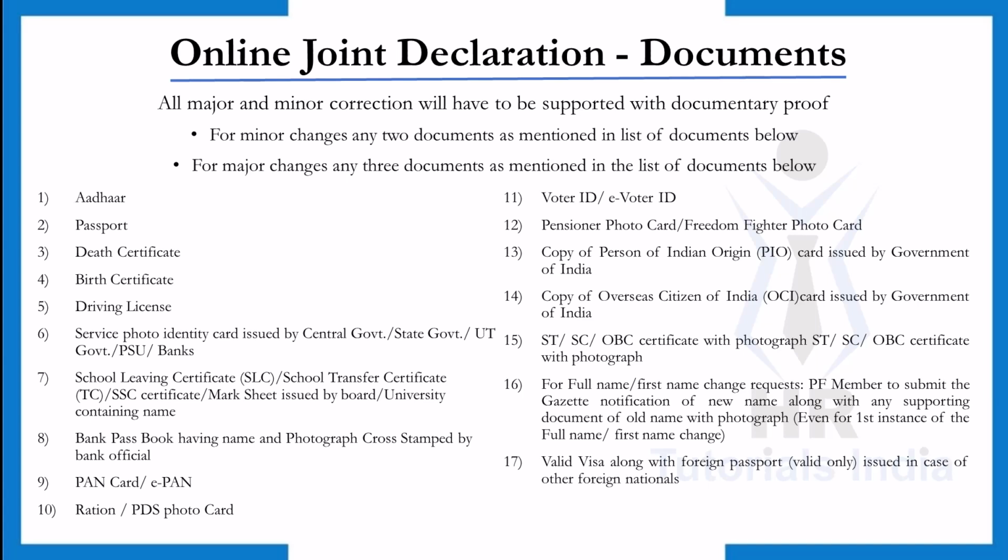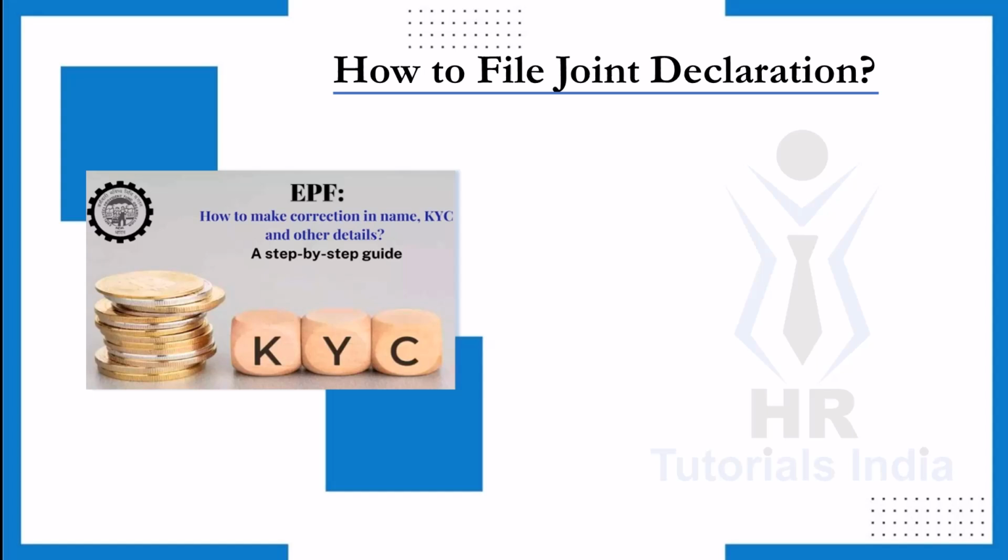So dear friends, these are the 17 documents which are required as proof depending upon the changes we make in the joint declaration. So for minor changes there are 2 documents required, and for major changes there are about 3 documents required for approving the joint declaration for the name change or whatever corrections we make in the joint declaration. How to file joint declaration?